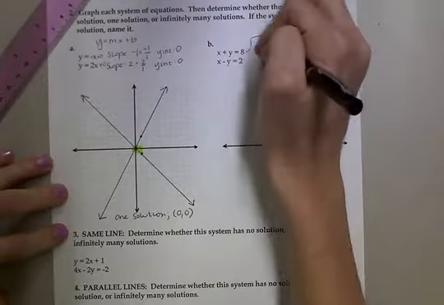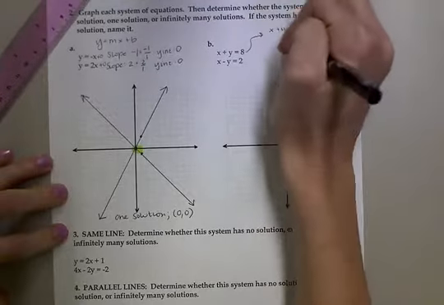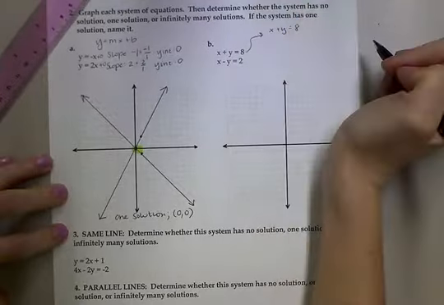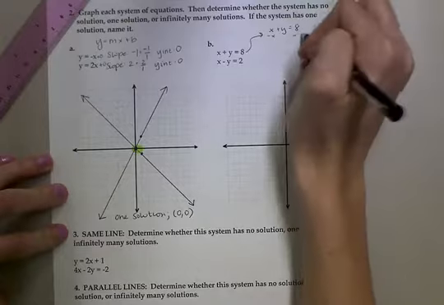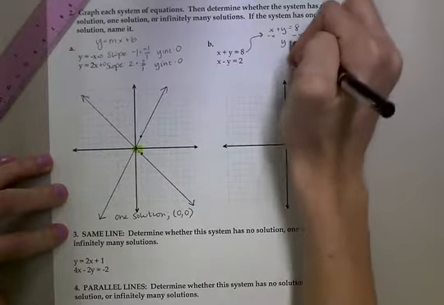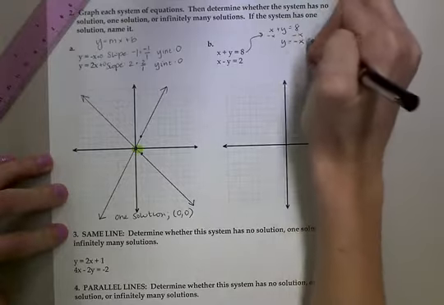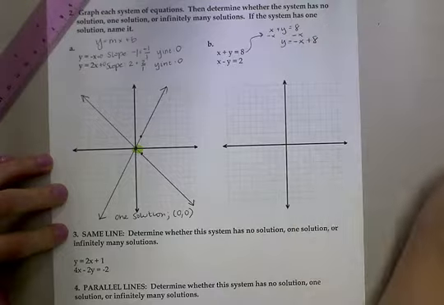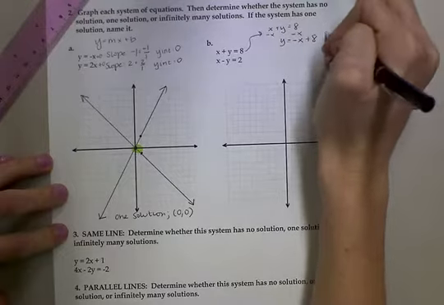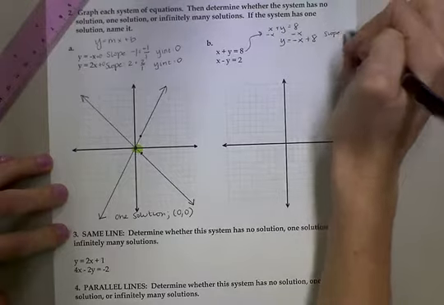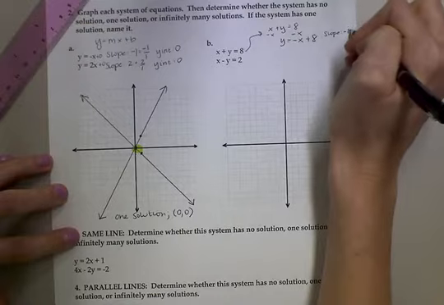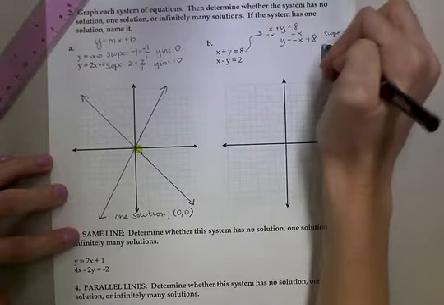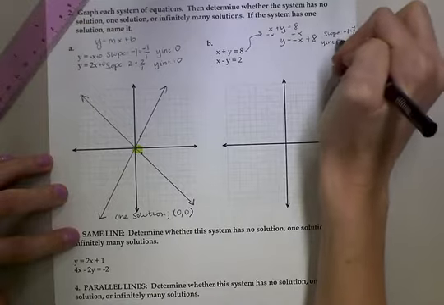So our first equation, x plus y equals 8. Let's get it in slope-intercept form. I'm just going to subtract x from both sides, and I end up with y equals the opposite of x, or -x, plus 8. So my slope for this equation is -1, or -1 over 1, and my y-intercept is 8.